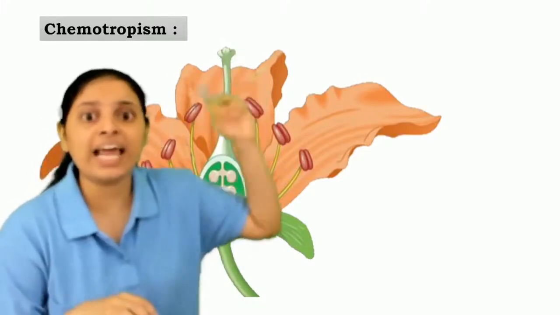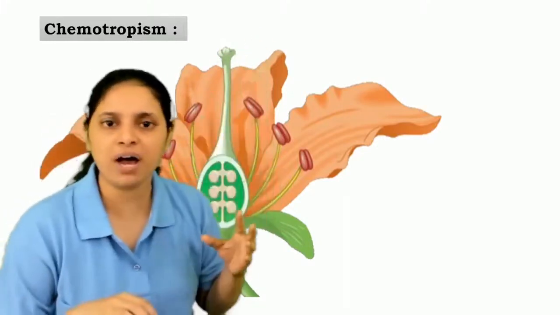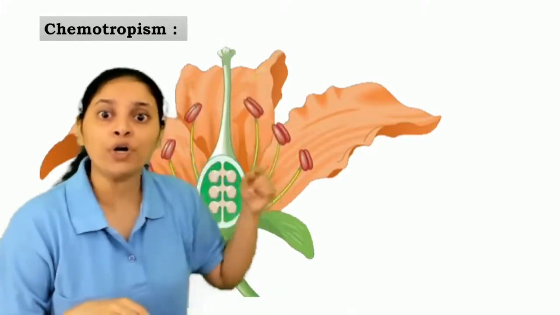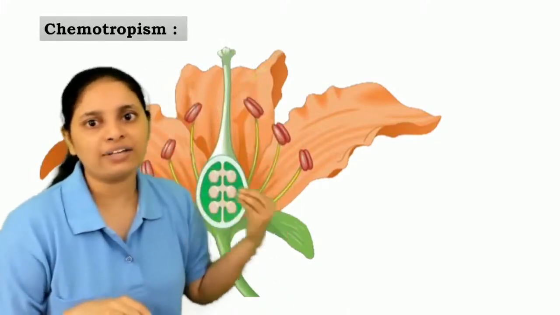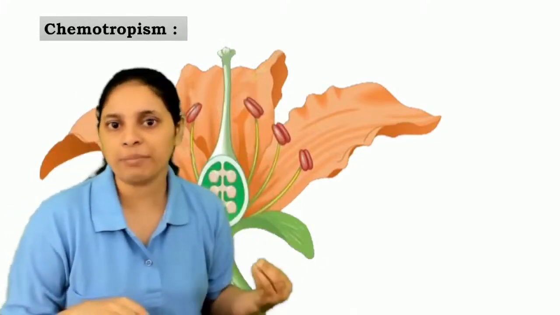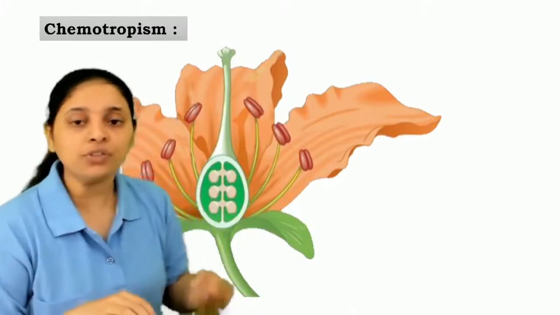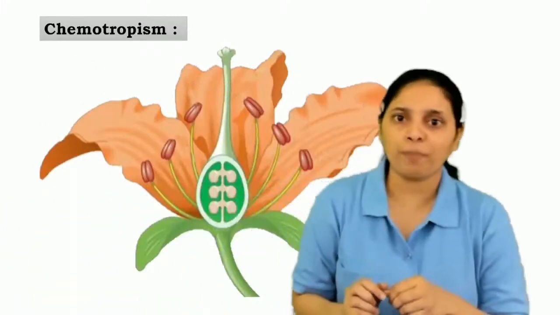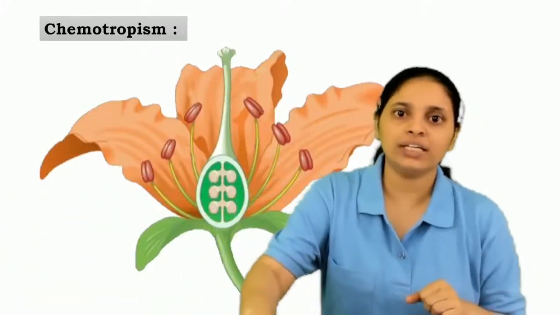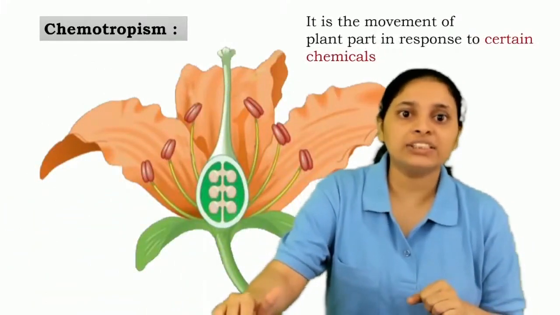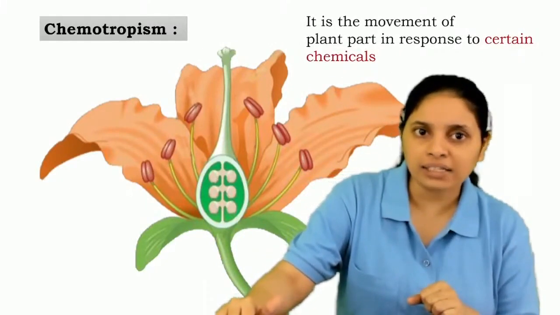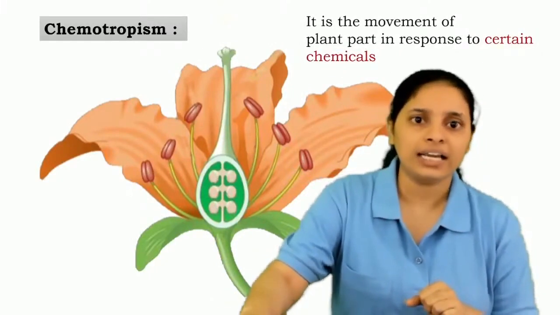The pollen grain which is received by the stigma will grow a tube-like structure called pollen tube, and this tube grows in the attraction of these chemicals released by the ovary. So this will be again a classic example of chemotropic movement. Okay, so let's try to understand. It is the movement of plant part in response to certain chemicals.